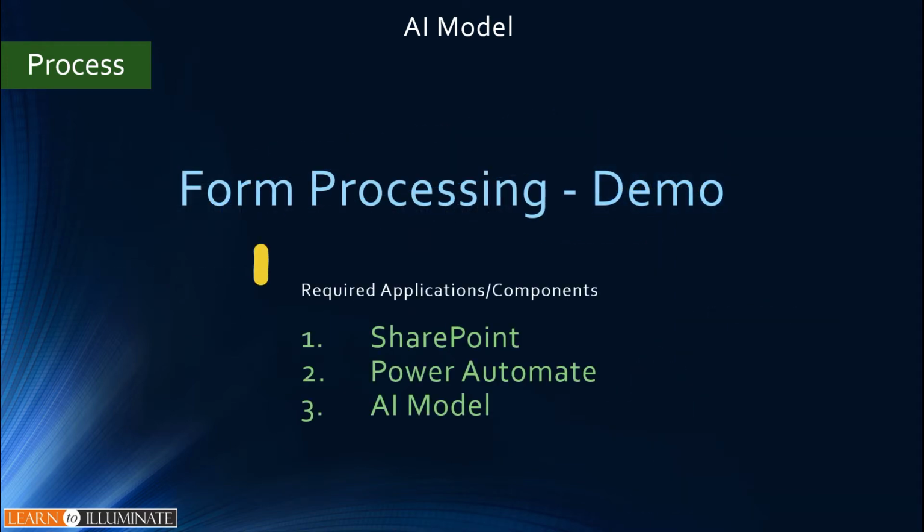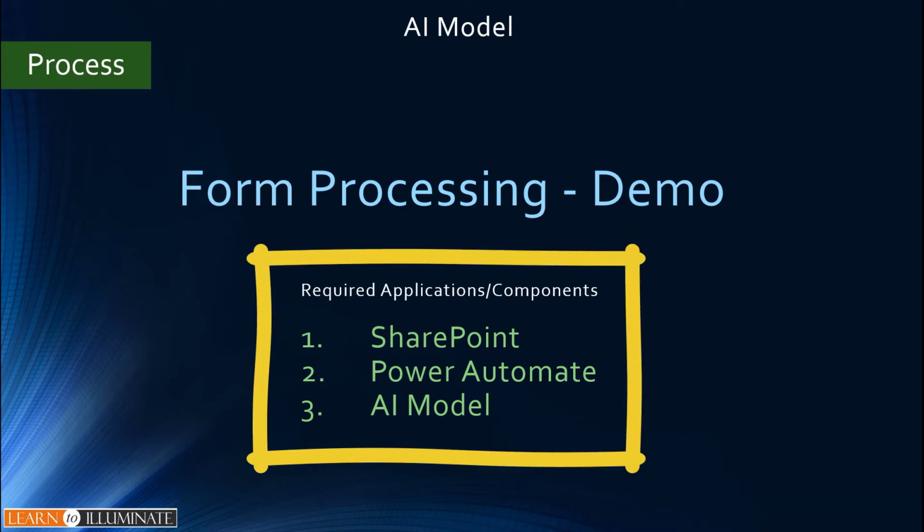Based on our use case, we need 3 components or applications to build this scenario. The first one is SharePoint, which has the data. The second one is Power Automate, which connects SharePoint and the model. The third one is the AI model, which is used to scan or process a document.